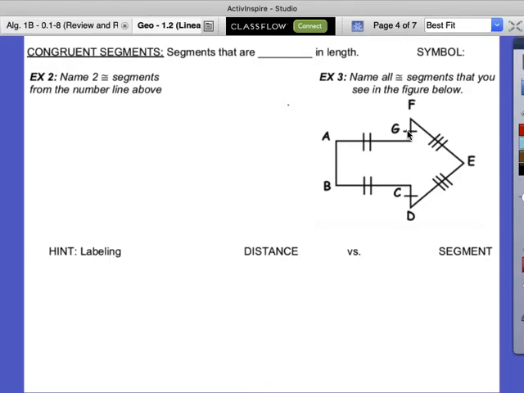So we have these things called congruent segments. Congruent segments are segments that are equal in length.